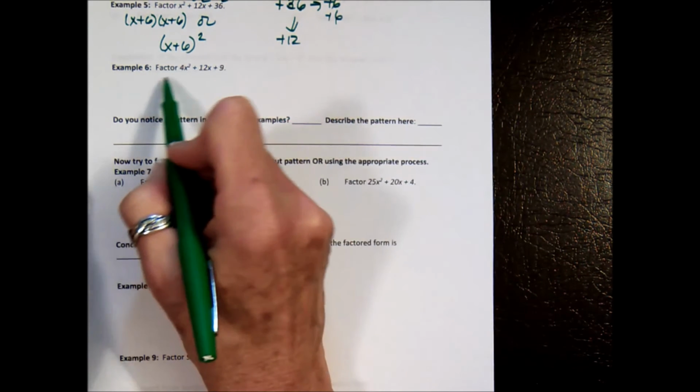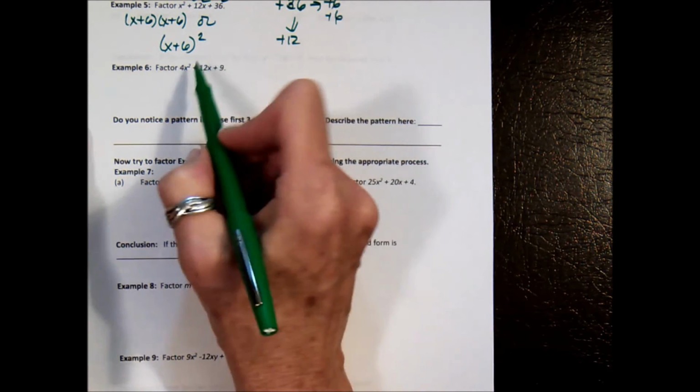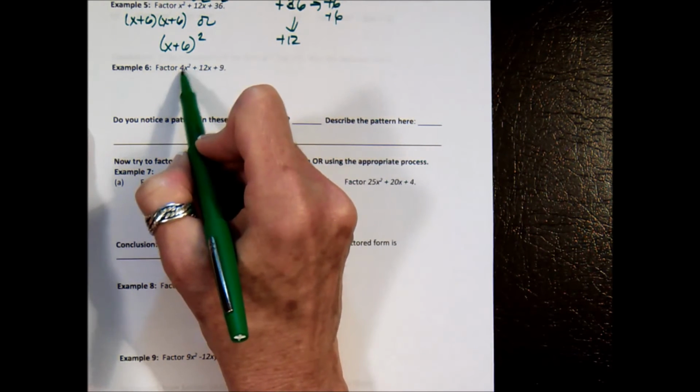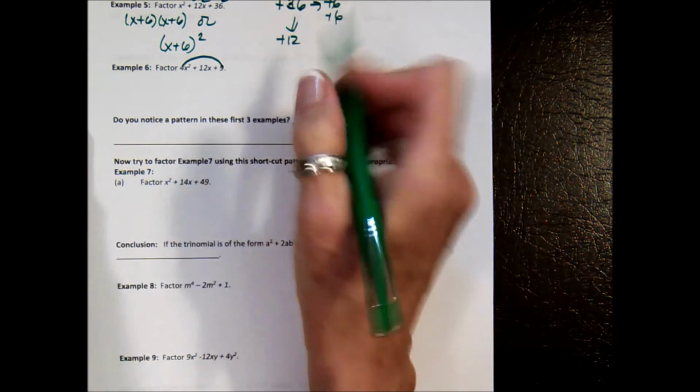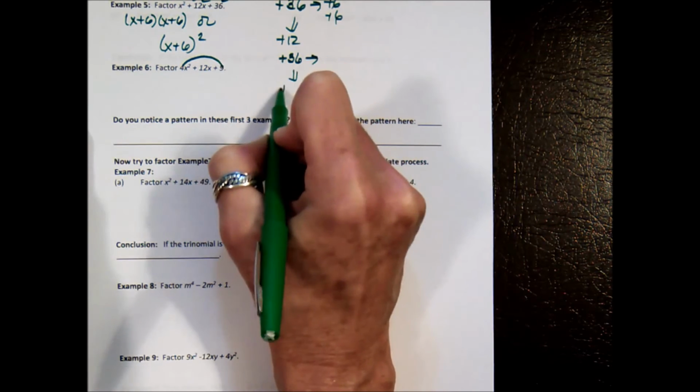Here, a little bit nicer if you could see the pattern, but this is a harder pattern to see. This is a long process trinomial. So I say 4 times positive 9 is positive 36. I want factors that combine to make positive 12.